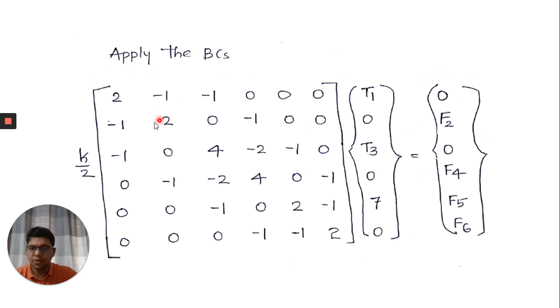Now you can substitute the boundary conditions in the global stiffness matrix. So I have substituted T2 equal to 0, then T4 equal to 0, then T5 equal to 7, then T6 equal to 0, then F1 equal to 0, and F3 equal to 0. So what are the unknowns in this problem now? T1 is unknown, T3 is unknown, F2 is unknown, F4 is unknown, F5 is unknown, F6 is unknown.